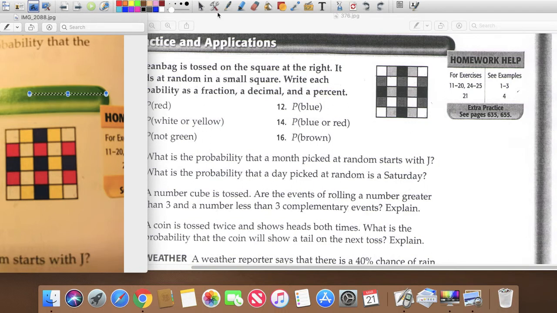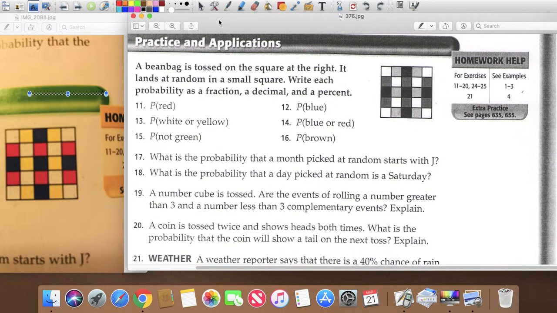So hopefully you can see. Sorry, quality's not that good.